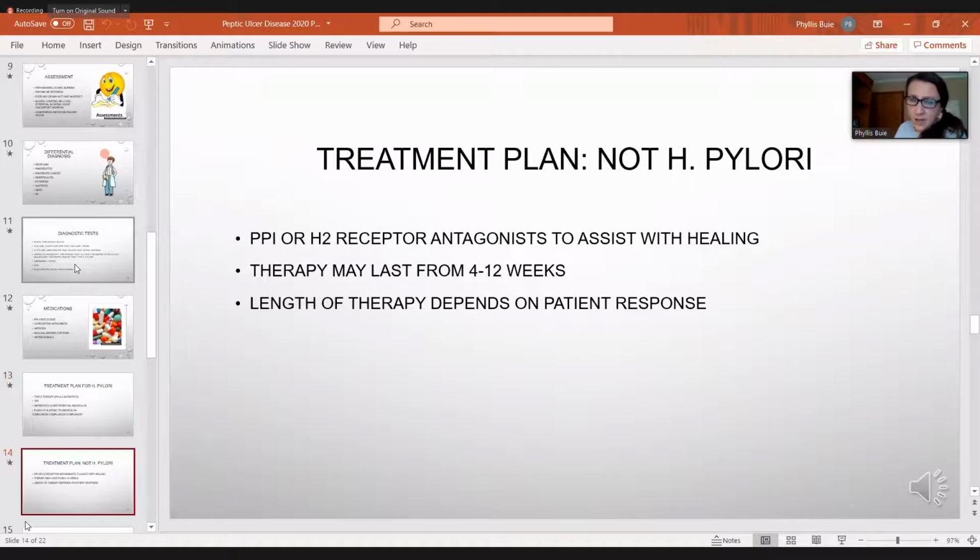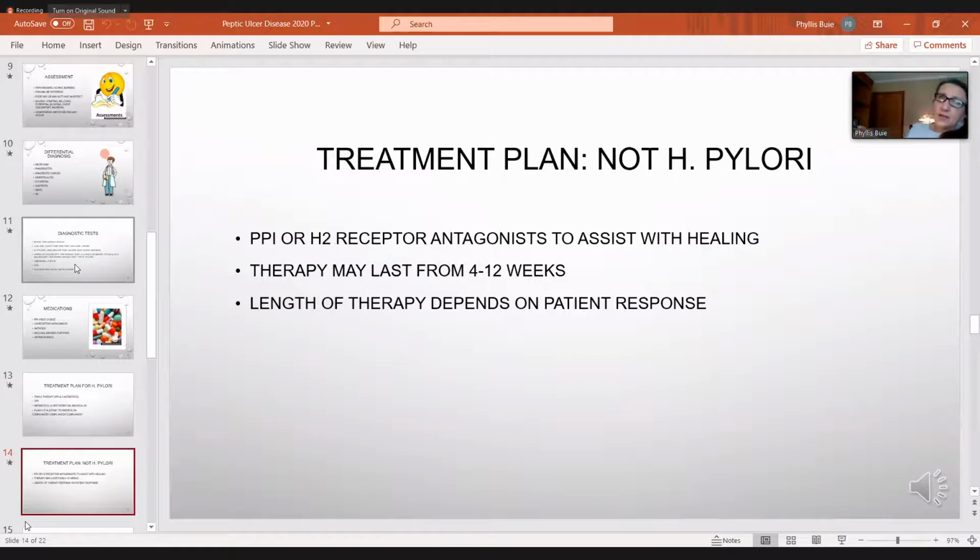Now, if it's not H. pylori, then we're probably going to use the proton pump inhibitor or the H2 receptor antagonist to help us with the healing process. And like I said, it can take anywhere from 4 to 12 weeks. It just depends on the response of the patient and how well they're doing and how compliant they are too.